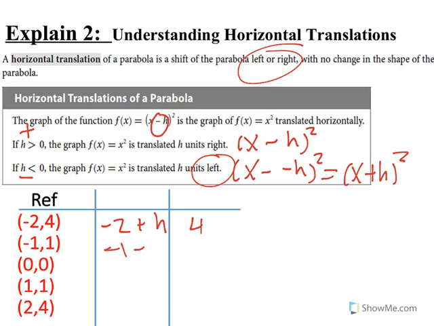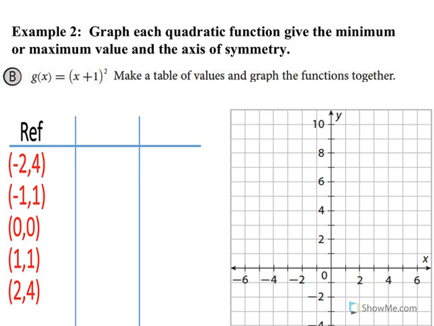Right, so negative 1 plus h, 1, 0 plus h, 0, and 1 plus h. That gives us a 1 and 2 plus h, and that gives us a 4. Right, so now the y value remains the same, the x will change. Okay, so let's try our example.